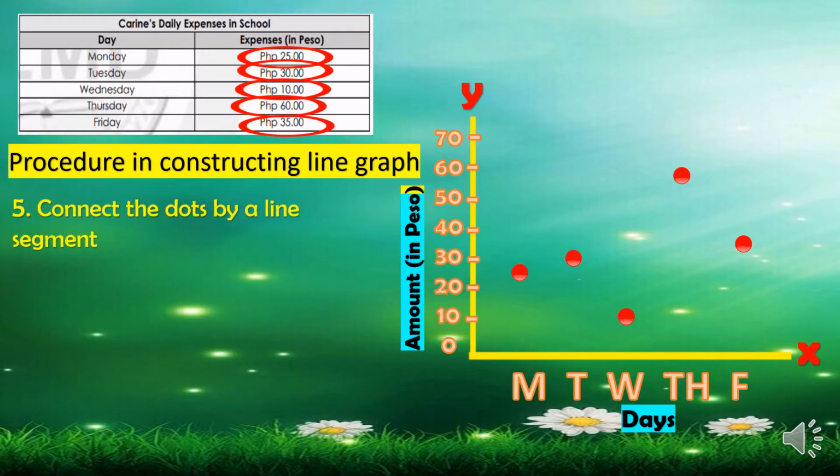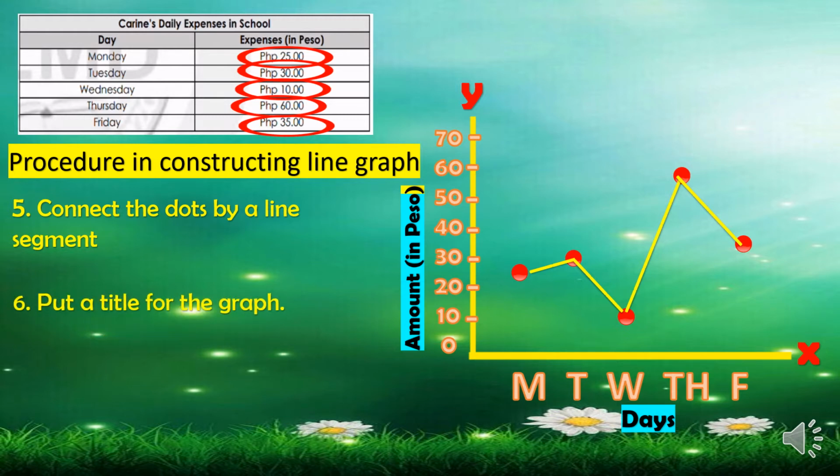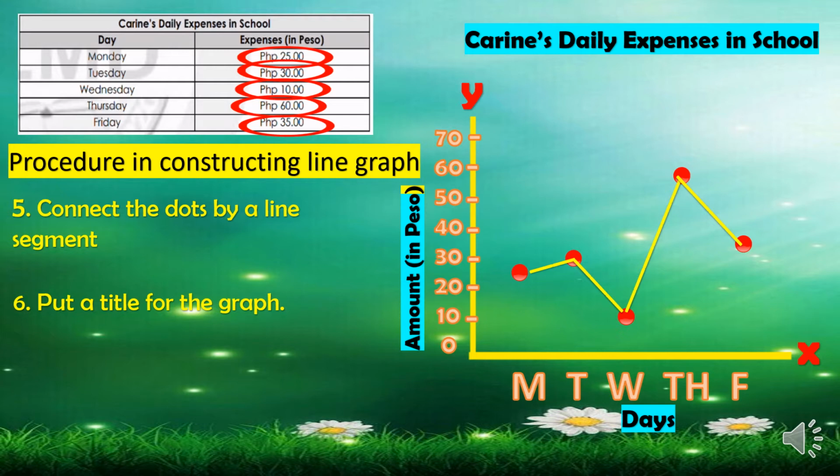For number 5, connect the dots by a line segment. So we have 20 to 30, and then 30 to 10, then 10 to 60, and then 60 to 35. And put a title for the line graph. So the title of this is Karine's Daily Expenses in School.